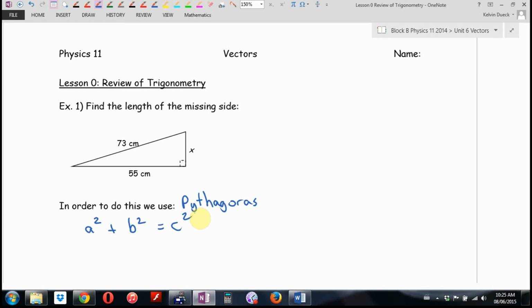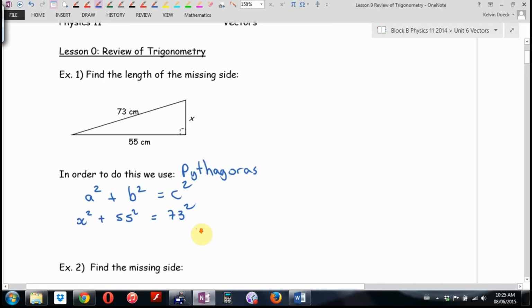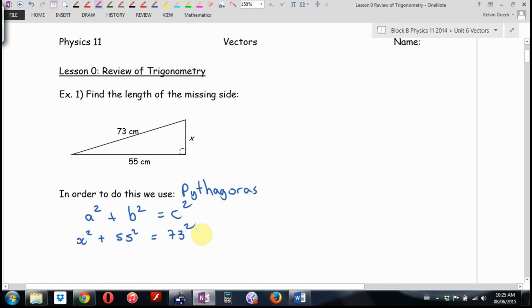Here, the equation is going to look like this. X squared plus 55 squared equals 73 squared. But hopefully now we've done this enough that I say to you, now what? How would I get the x squared by itself? Not yet. Minus 55 squared from both sides. I'll have this. X squared equals 73 squared minus 55 squared.